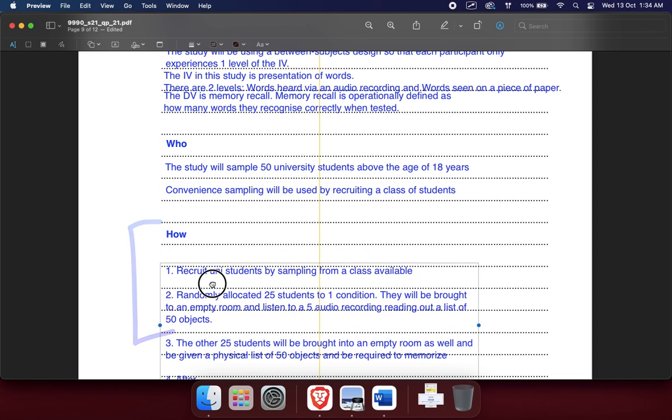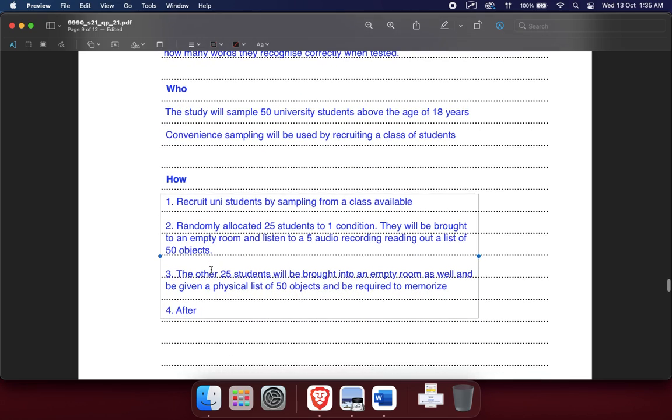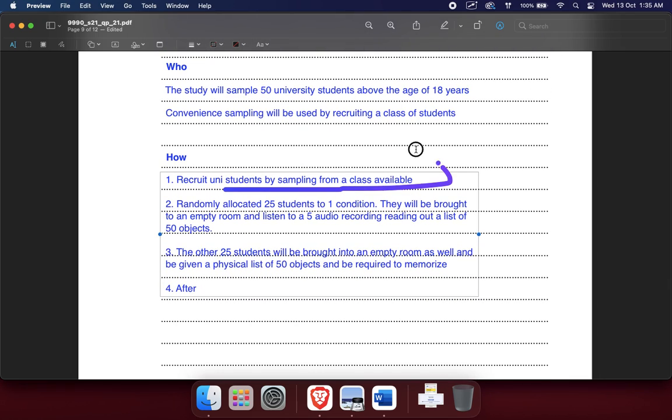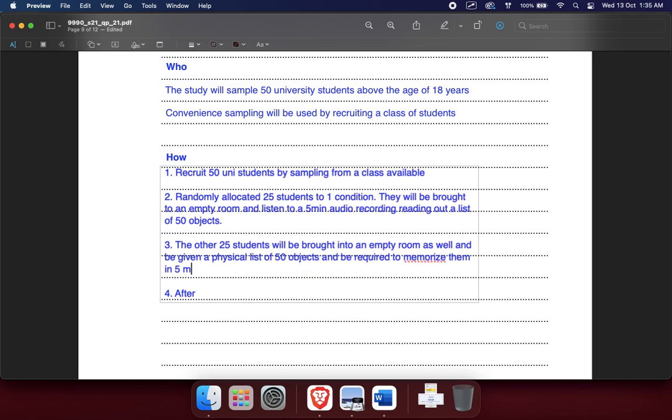Okay. First, we recruit students by sampling from a class available. Let's put 50 university students. Randomly allocate 25 students to one condition. They'll be brought to an empty room, listen to a 5-minute audio recording, reading out a list of 50 objects. Okay. The other 25 students will be brought into an empty room as well and given a list of 50 objects, required to memorize them in 5 minutes.